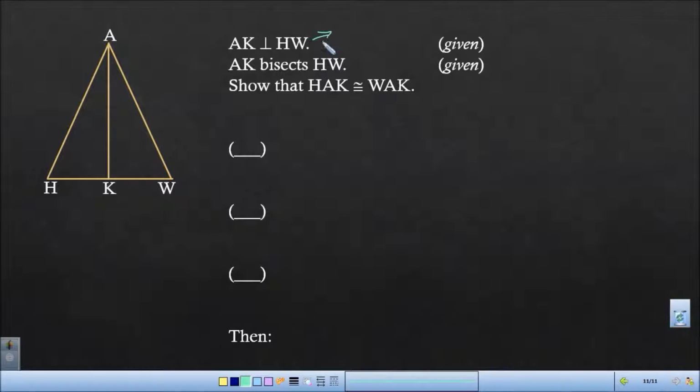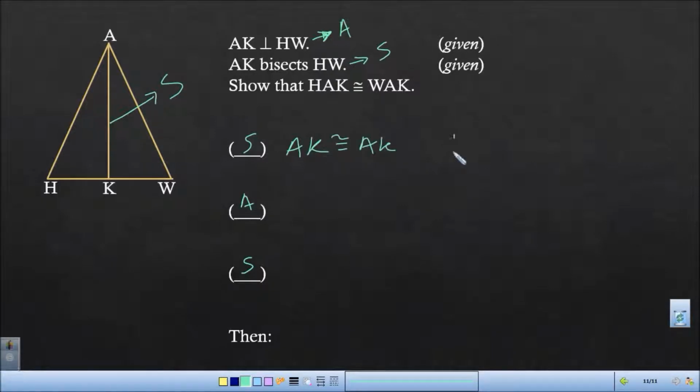Perpendicular lines, angles. Bisecting a segment, sides. Reflexive side. So, side, angle, side. AK to AK.